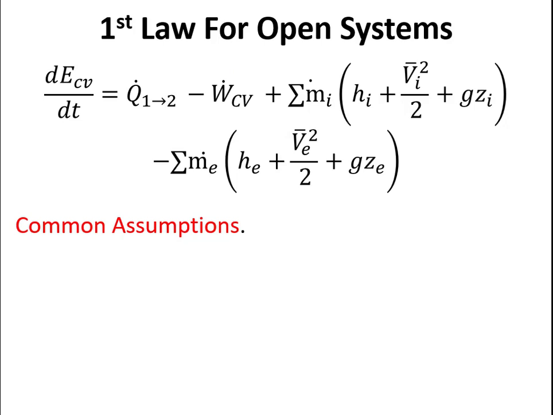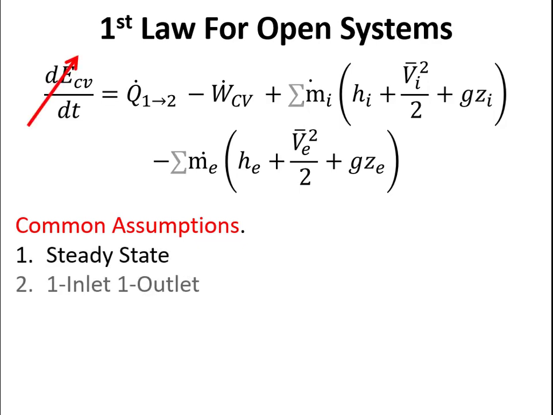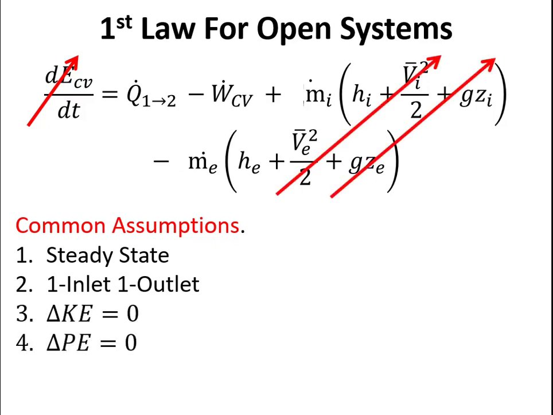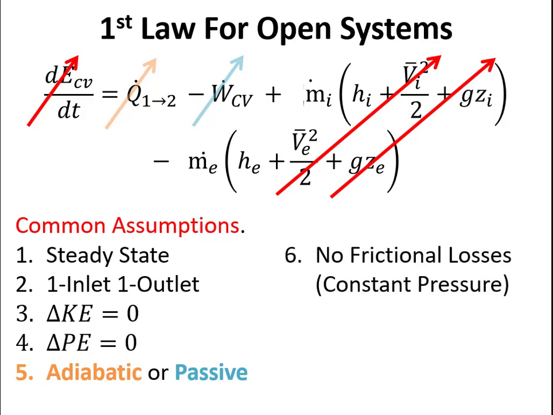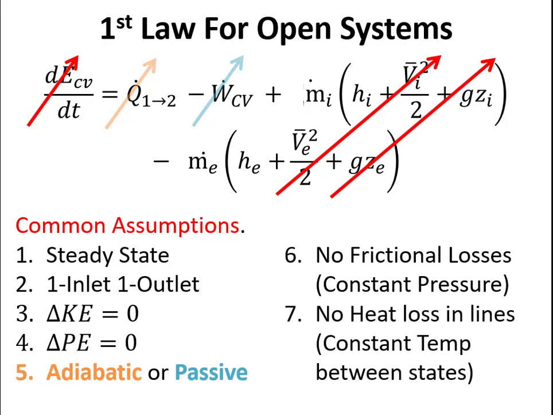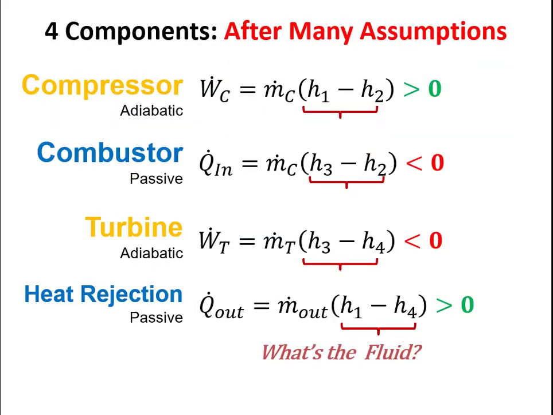Like a Rankine cycle, we'll do an open system version of the first law. On all of our components, we'll assume that they're steady state, that there's one inlet and one outlet, and that we can neglect changes in kinetic and potential energy. And then for each component, we'll choose whether it's adiabatic or whether it's passive. Just like most questions in the Rankine cycle, we'll assume that there's no friction or heat losses in the lines.